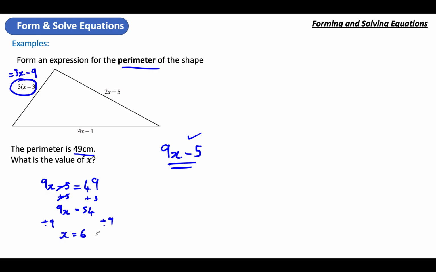So 9x is 54. Divide by that number touching x, just get it on its own. And there are 6 9s in 54. So that is my answer. X is worth 6.